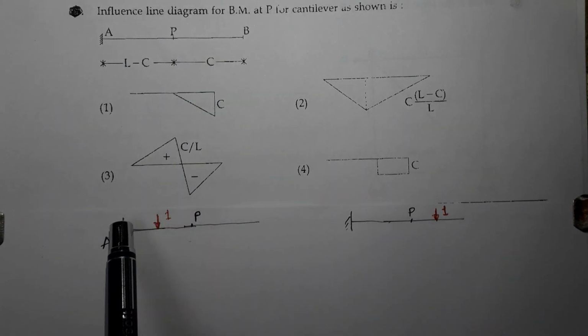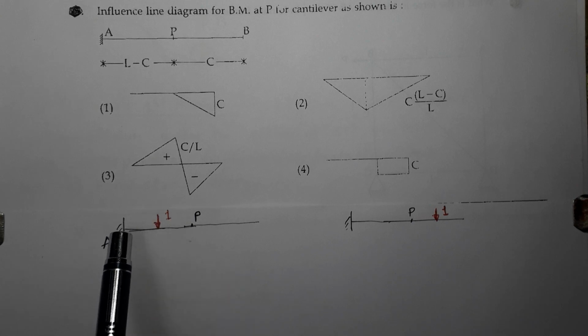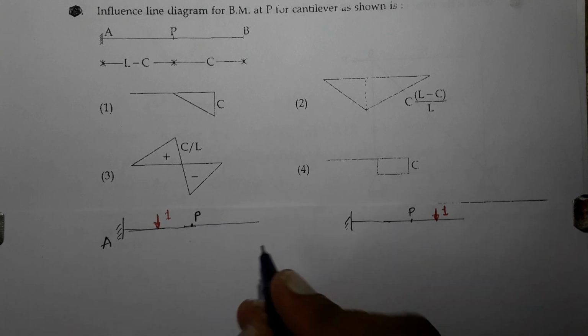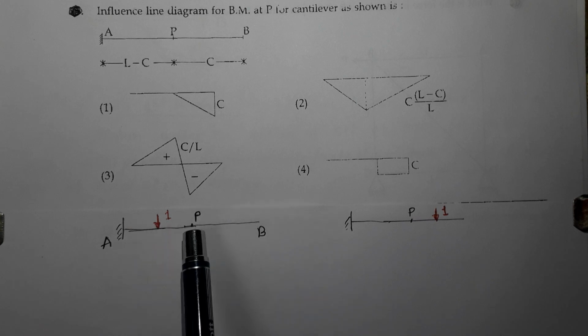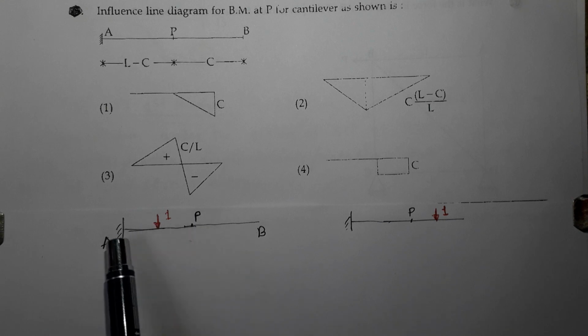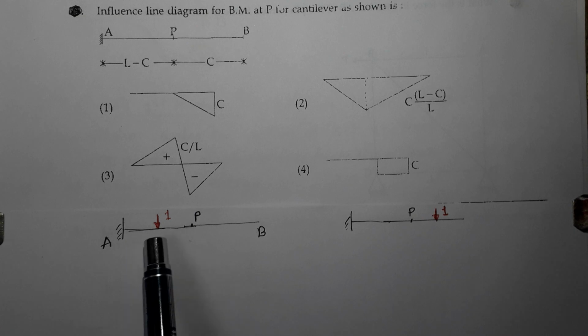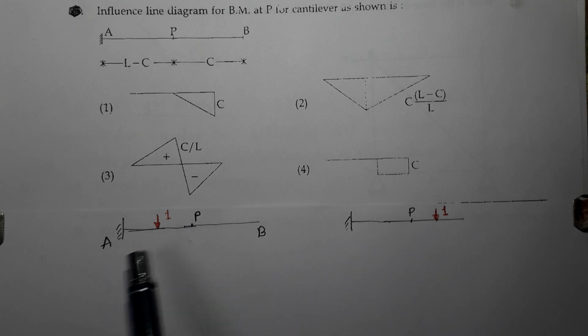Now I am considering two cases. Let the unit load start from A and move towards the right end B. This unit load can have two positions with respect to point P. It can be to the left of P or it can be to the right of P. In the first case, I am considering that the load is to the left of P.